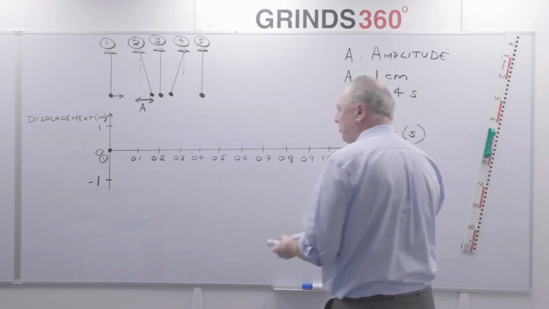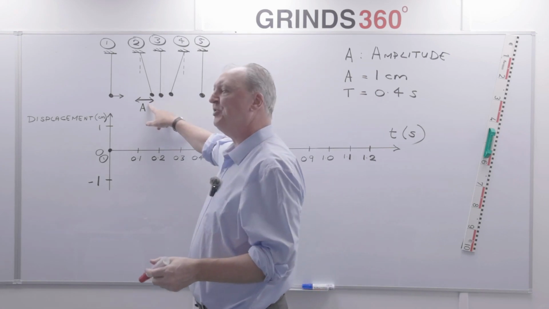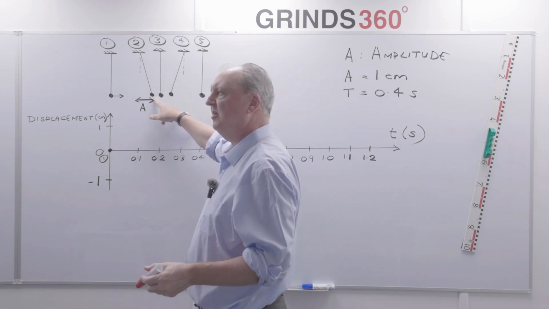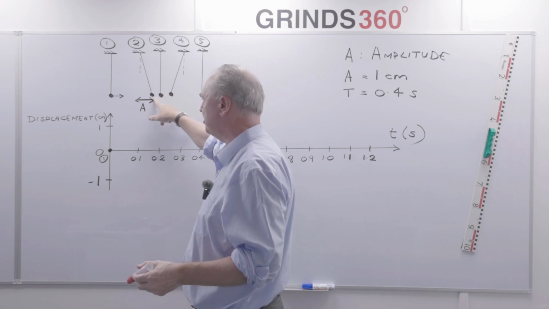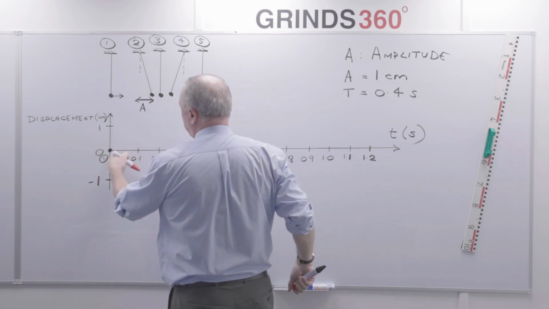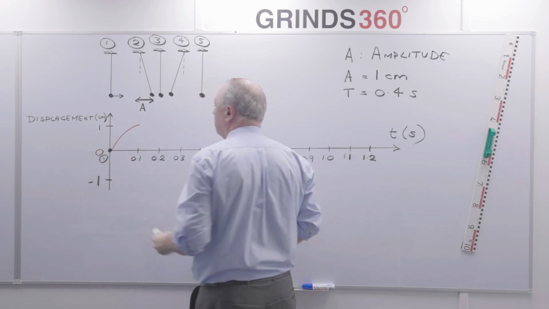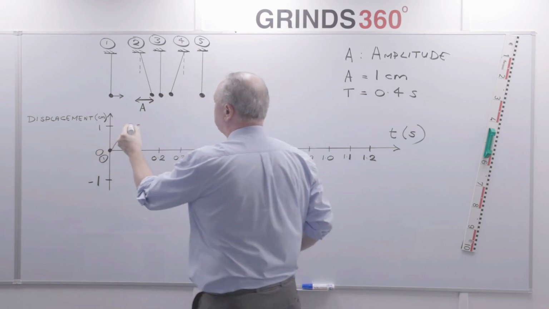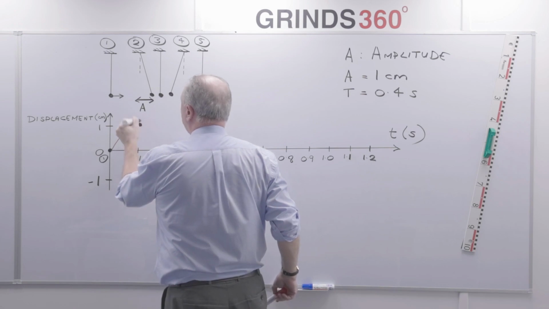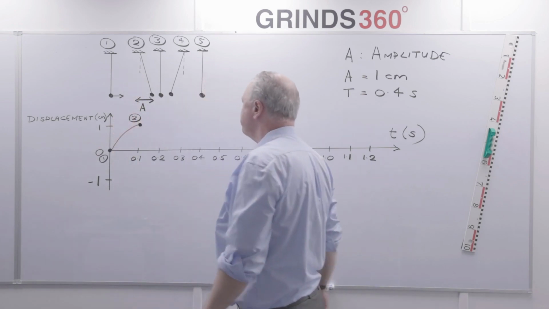So its displacement grows and grows. It takes 0.1 seconds to reach its maximum displacement or its amplitude, which is 1 centimeter. So look at what happens during that 0.1 seconds. The graph will grow like that. And the highest point is at 1 centimeter. So this here represents position 2 on my graph.